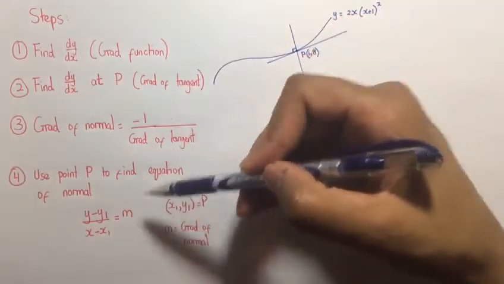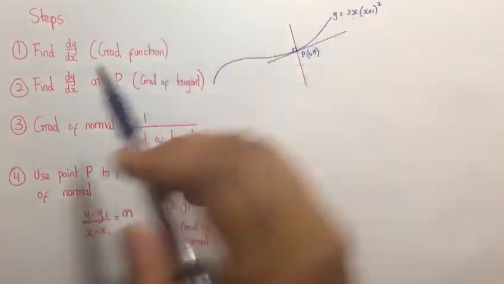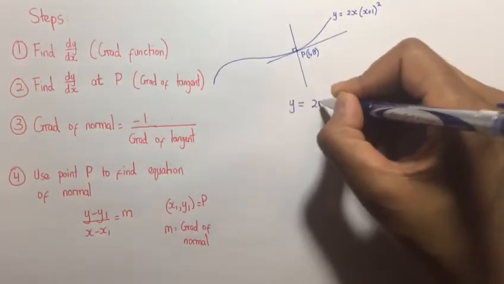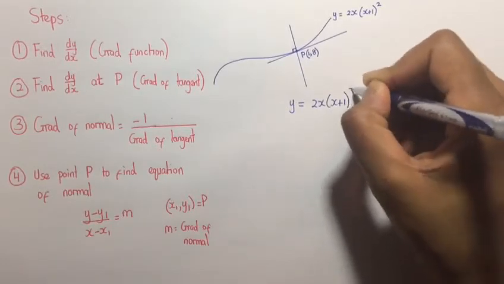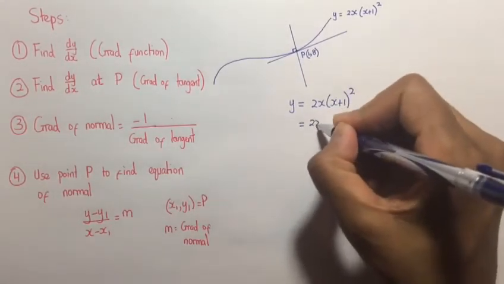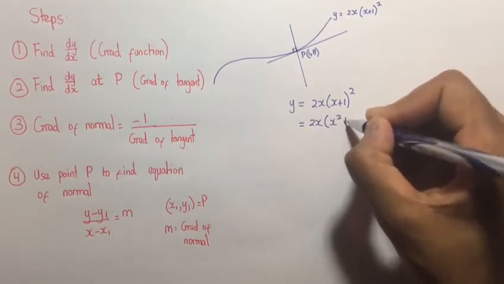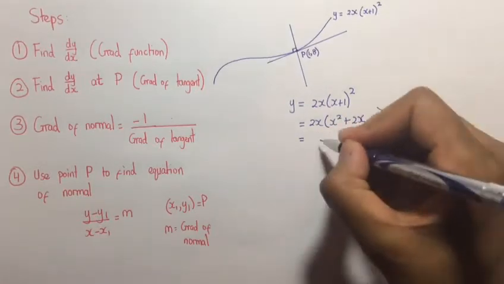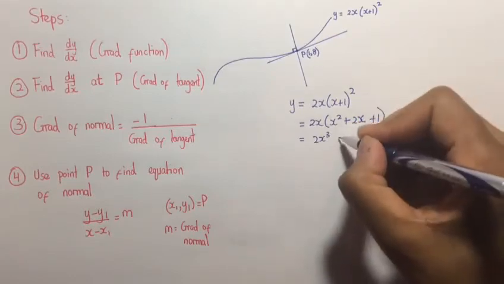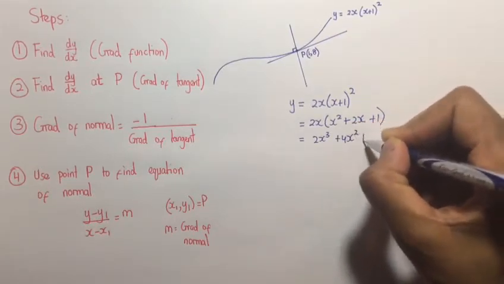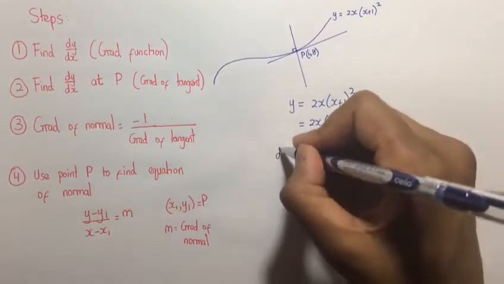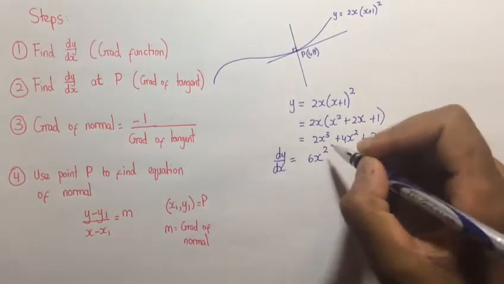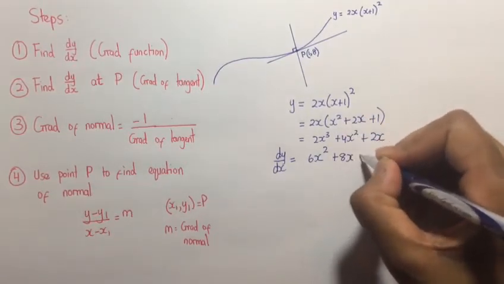Now I've listed the steps here to solve the question, so let's first start by finding the gradient function of the curve, dy/dx. So y is equal to 2x(x + 1)². Now if we expand this out, it will be 2x(x² + 2x + 1), which is equal to 2x³ + 4x² + 2x. So if we find dy/dx, that is equal to 6x² + 8x + 2.